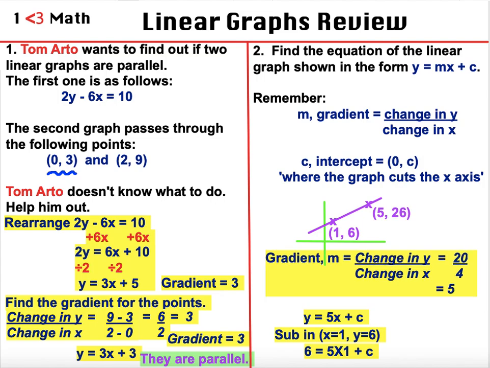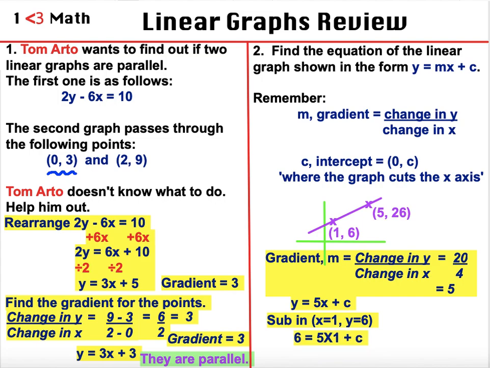I'll move this up first so that I've got a bit of space to work with. Now the equation is going to be 6 equals 5 plus c. We can quickly see there, take away 5 from both sides, c equals 1. So we can write that equation now as y equals 5x plus 1. That means that it's going to cut the y-axis at (0, 1), because it's 5x plus 1.